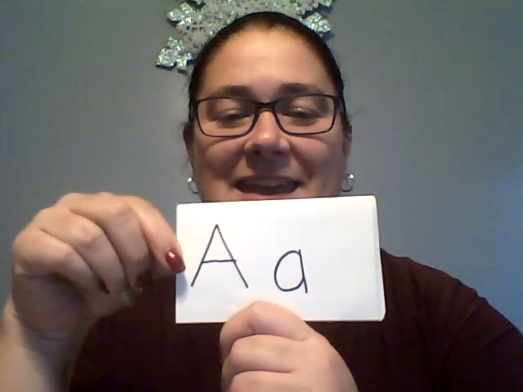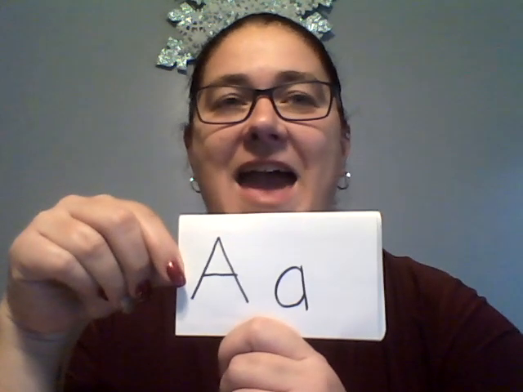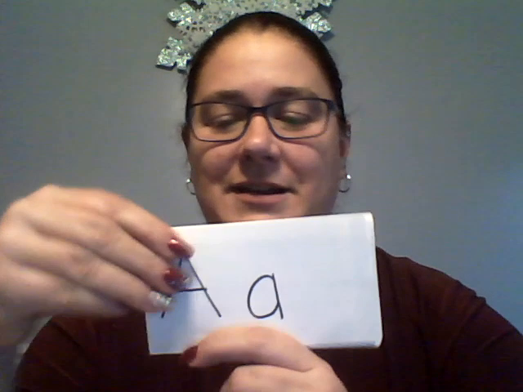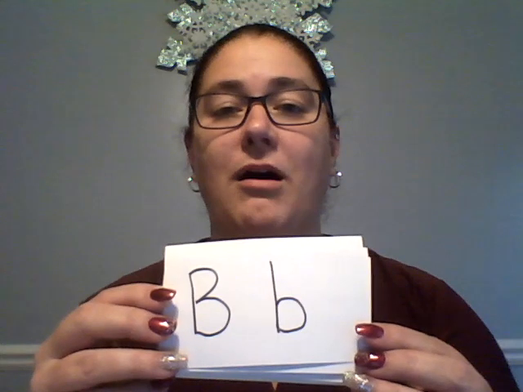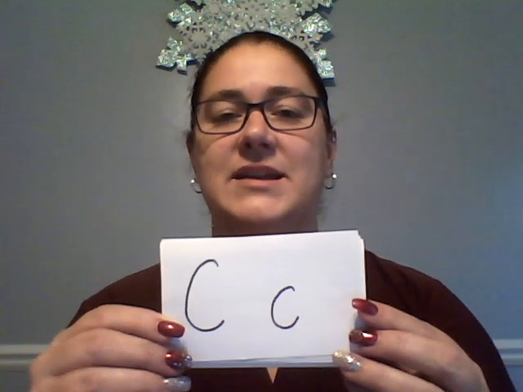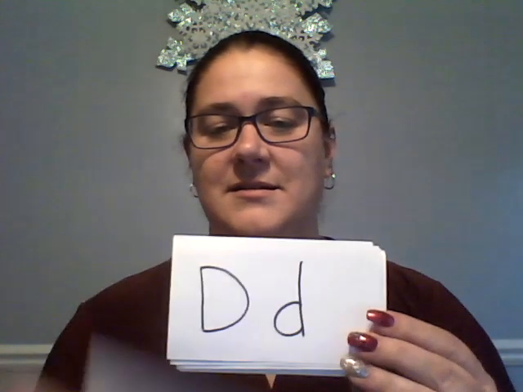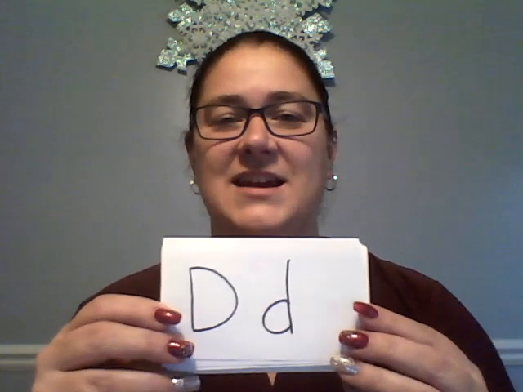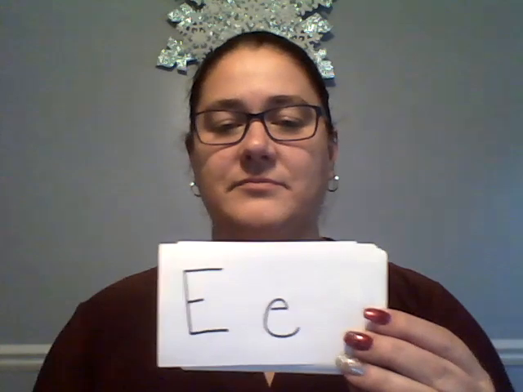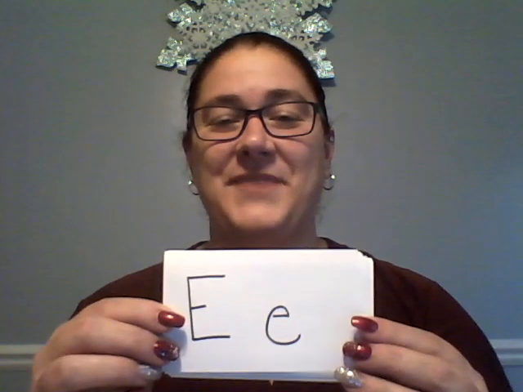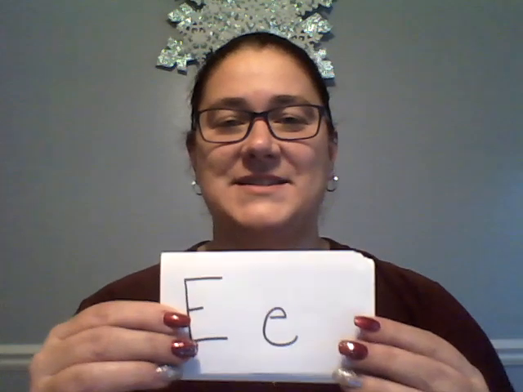This is A. A says ah, A, ah, apple. B, B, b, ball. C, C, carrot. D, D, d, dog. E, E, eh, elephant.